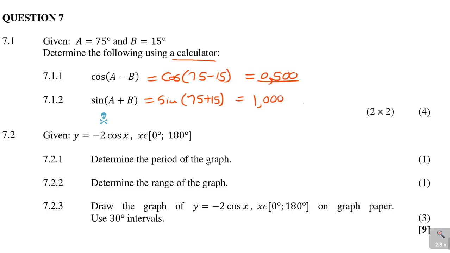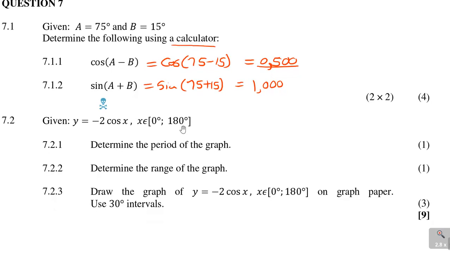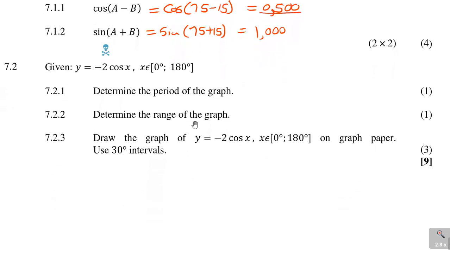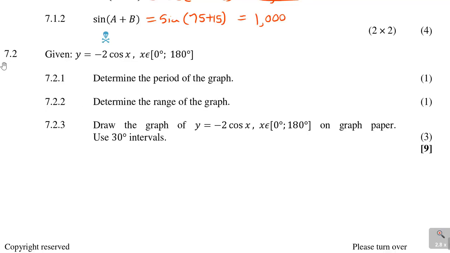1,000, 3 decimal places. You get your 2 marks. Don't forget such errors because they told you leave your answer to 3 decimal places unless otherwise stated.